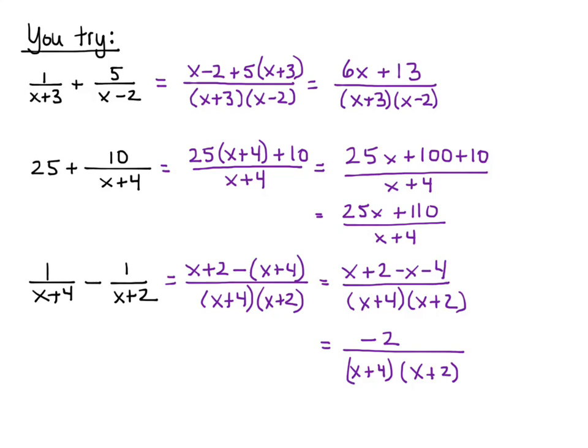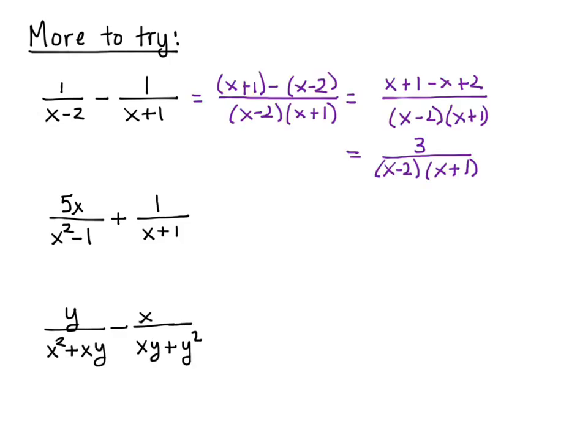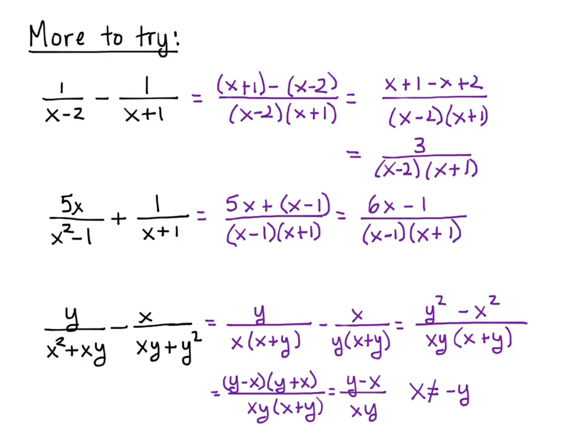All right, and then the very last, this is more to try. I'll just post this. It has essentially more of the same, more examples. If you want to, look those over, and those will be fully worked out. Okay, note on the last one, the domain restriction. There's an x does not equal negative y, and that's because I had an x plus y cancel out.